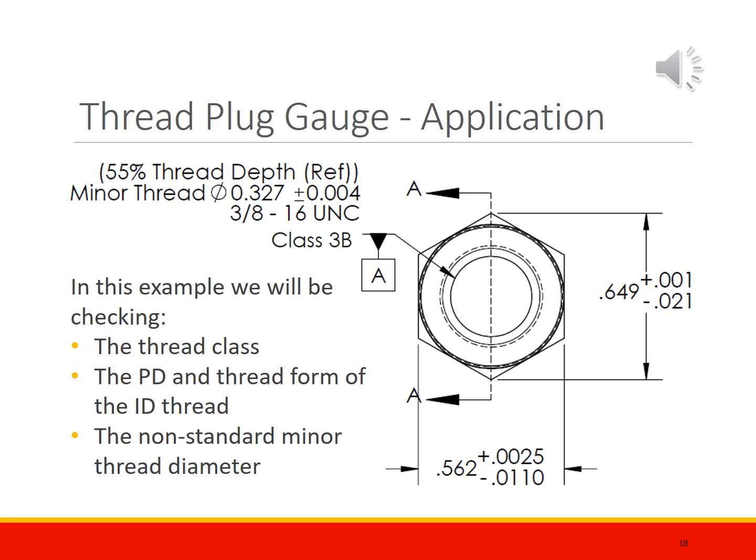Application time! Okay, now it's time to practice the use of a thread gauge. Well, we'll practice it virtually because this is online, but maybe we'll have some time in class to muck about with it. But here, this is a real example of a specialty engineered nut. And we're going to be checking the thread class, the pitch diameter and thread form of the ID thread, and it's a non-standard minor thread diameter nut due to the 55% thread depth. This means that the engineer can, and here did, modify how much of the thread crest is present in the nut.